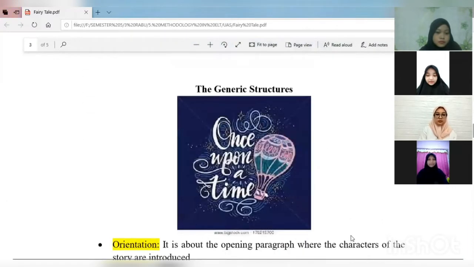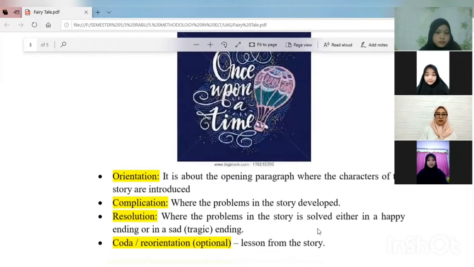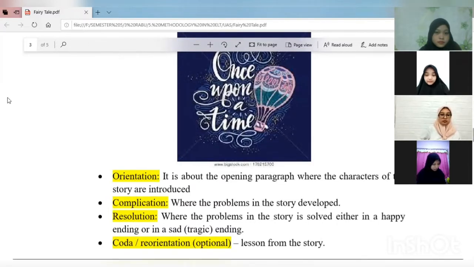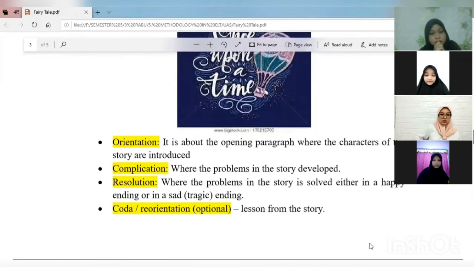Okay, now the generic structures. We have orientation, which is the opening paragraph where the characters in the story are introduced. Usually, the opening is once upon a time, or one day, or far, far away. And then we have complication, where the problems in the story develop. And then we have resolution, where the problems in the story are solved, either in a happy ending or in a sad or tragic ending. And then the last one, we have coda, or reorientation. This can be optional, or the lesson of the story, which we also call the moral.